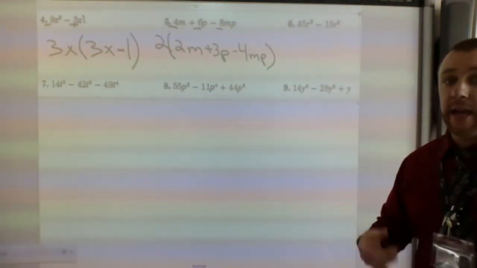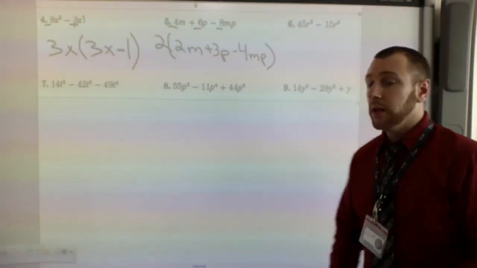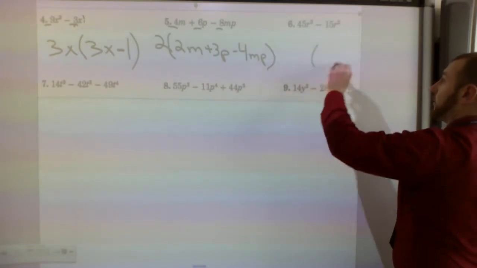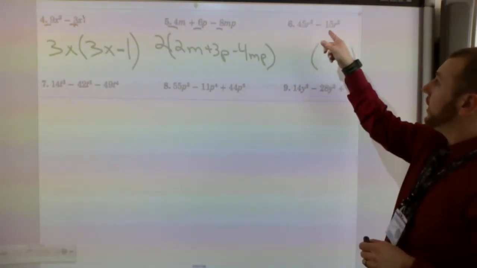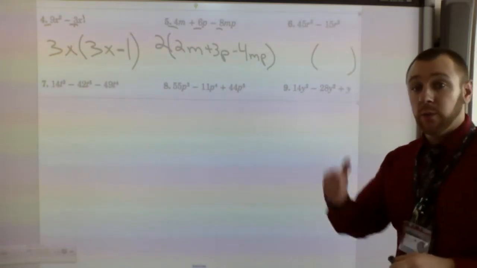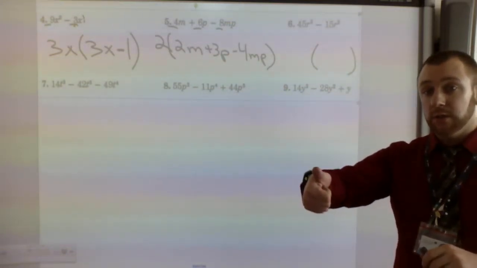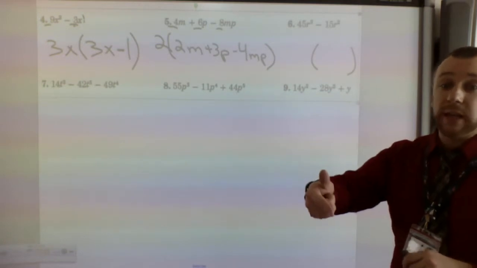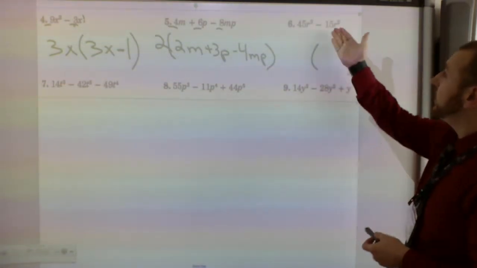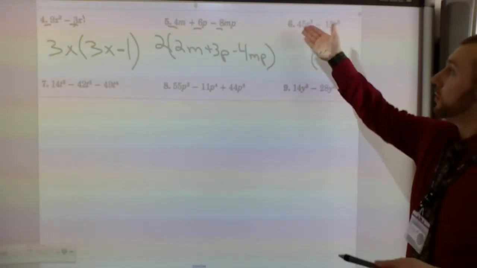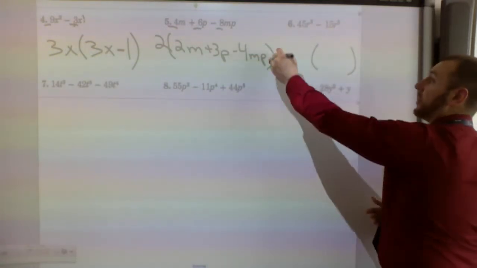For 6, again, it's a binomial, 2 terms. So I know in my parentheses, I'm going to have 2 things there. What's common amongst 45 and 15? Well, 5 is one. 3 is another. But that's not the most common. 15 will go into both of those numbers. So I can factor out a 15.